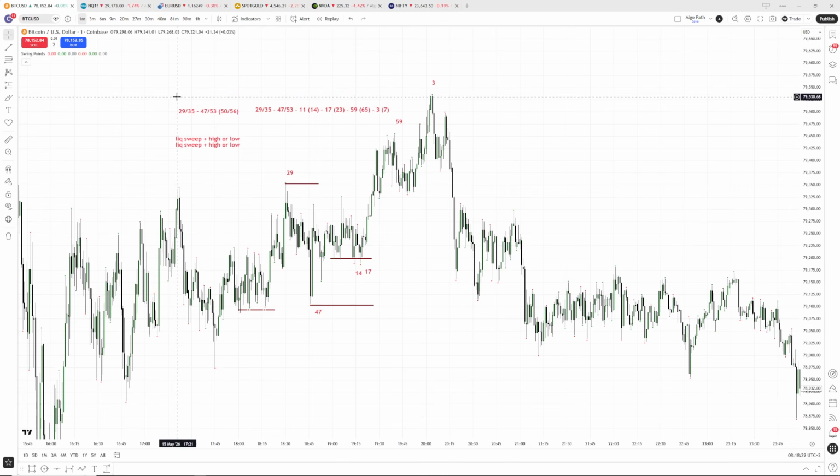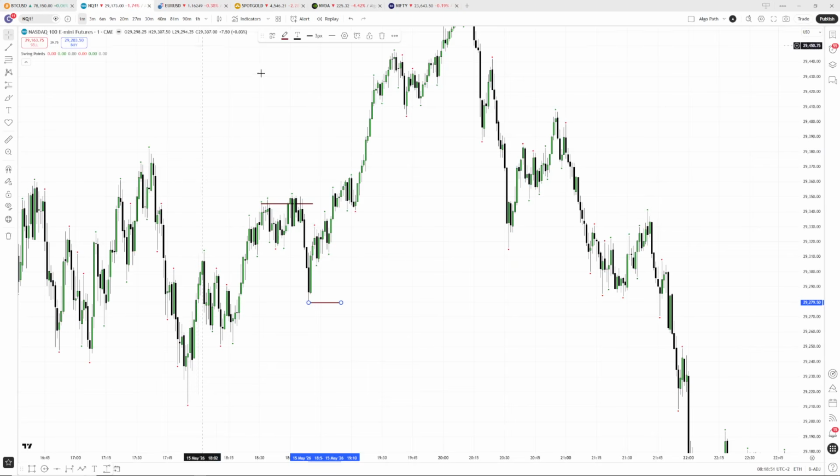But what ICT said, is it correct? Yeah, so 29 to 47. Now how to read this entire algo path? That's something a bit advanced, and I'm not going to cover here. But 29 to 47 is something that you can really look for and get out at 11.14. Okay. So next we look at NQ.